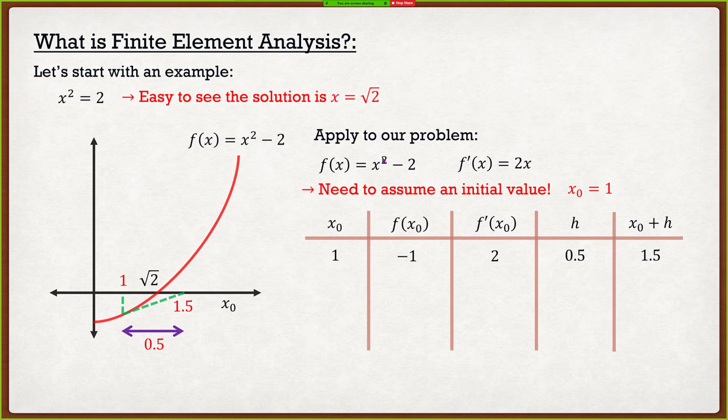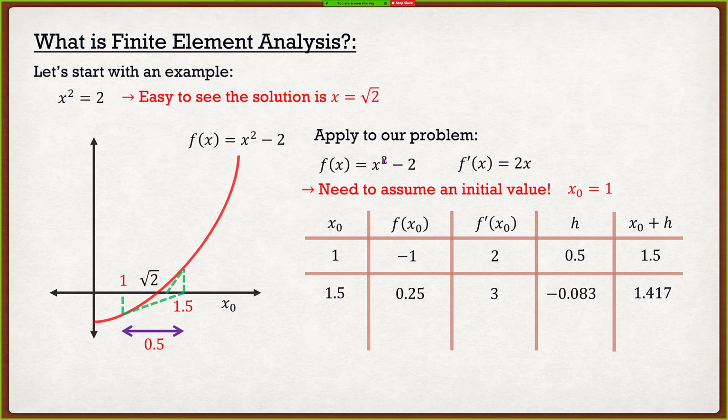Our x naught before was 1. Well, now let's pick x naught is equal to 1.5. This was the end result of our first iteration. We now bring that down, and this will be the first guess of our second iteration. Now that it's 1.5, we can figure out f of x, f prime of x, our new h, as well as our next x naught plus h. If we look at the graph, we basically went up again and then over to the side. As you guys are going to see, we're going to start approaching that square root of 2. All right, and we say, you know what, square root of 2, not quite there yet.